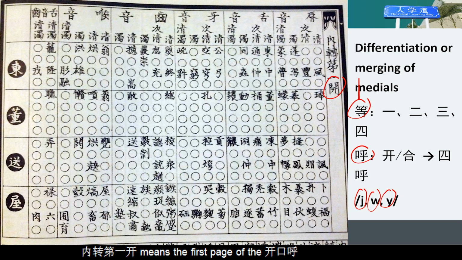So 内转第一开 means the first page of the 开口呼. 开口呼 usually refers to the syllables without the medial of u or ü nowadays. And the 等 is the grade. Here we have 4 grades respectively of each syllable.